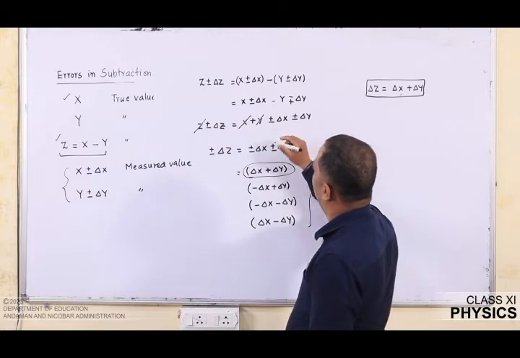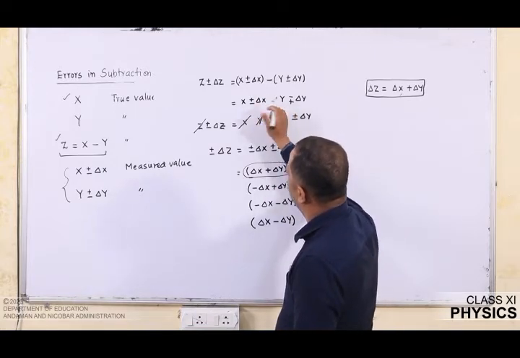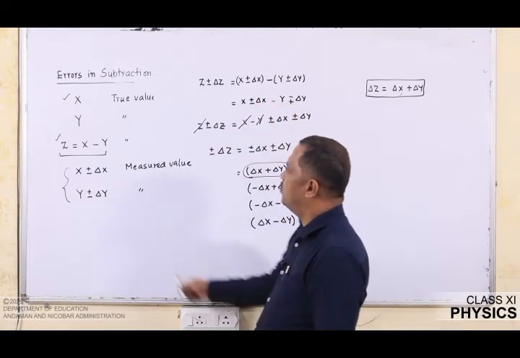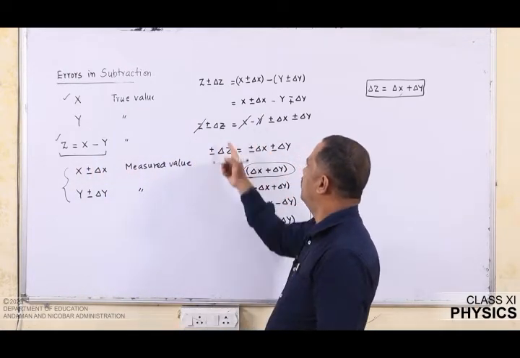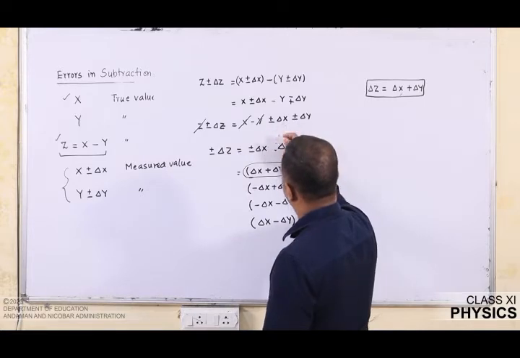As such, now this is going to be x minus y, and I know that z is equal to x minus y. So, z and x minus y will go off. So, I am left with like this. This is minus, this is plus.